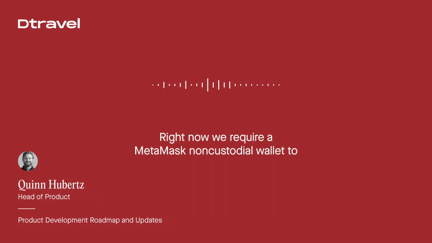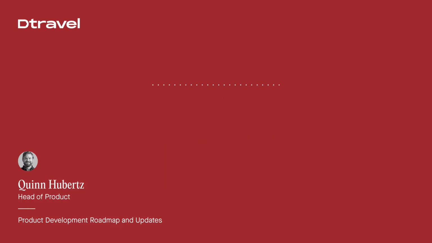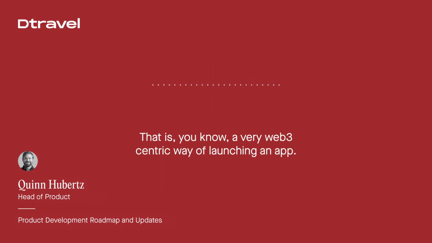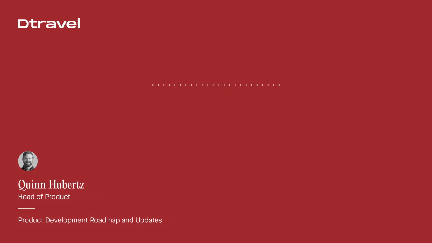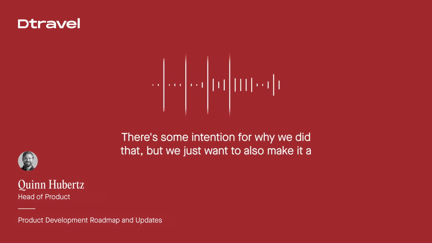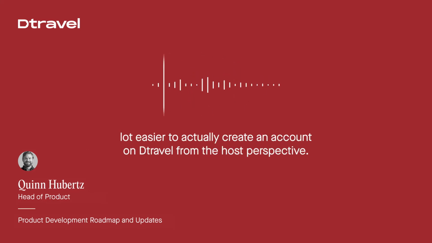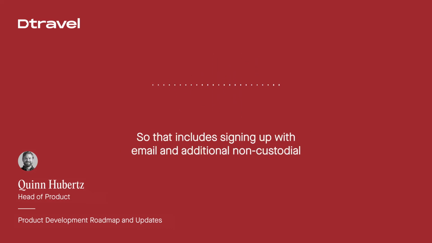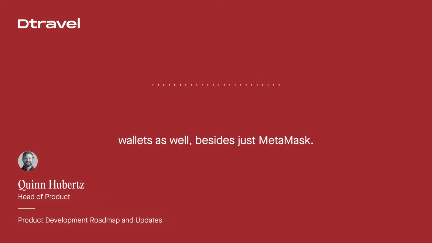Right now, we require a MetaMask non-custodial wallet to create an account on Dtravel. That is a very Web3 centric way of launching an app. There was some intention for why we did that, but we also want to make it a lot easier to actually create an account on Dtravel from the host perspective. That includes signing up with email and additional non-custodial wallets, besides just MetaMask.